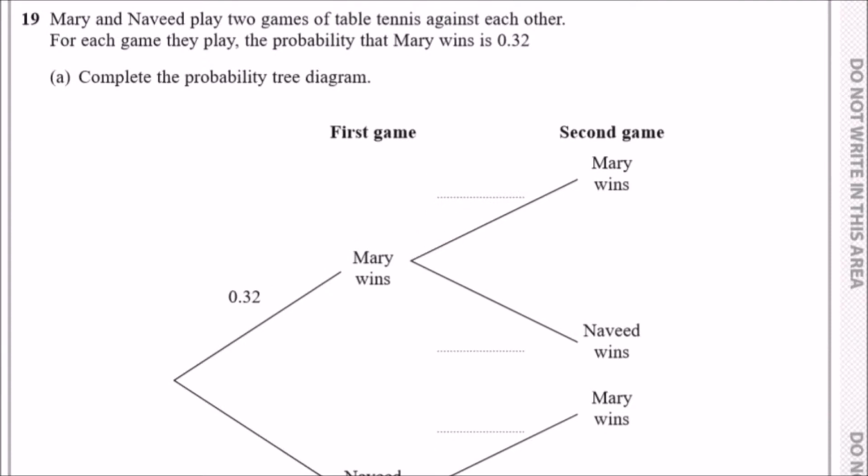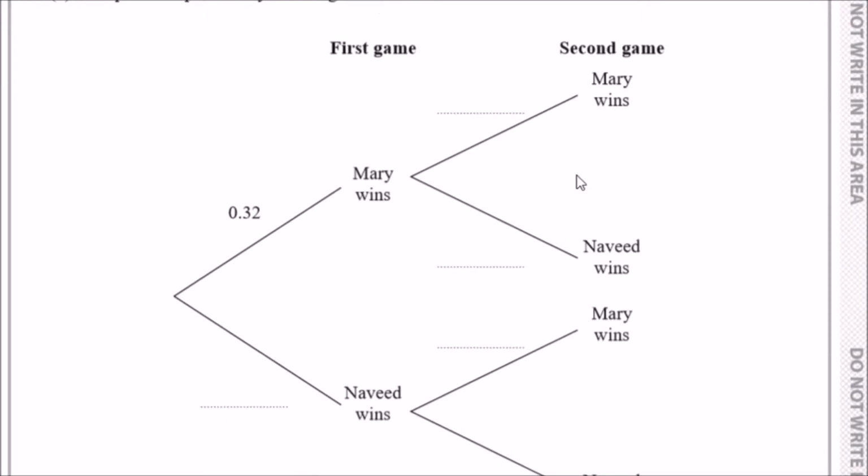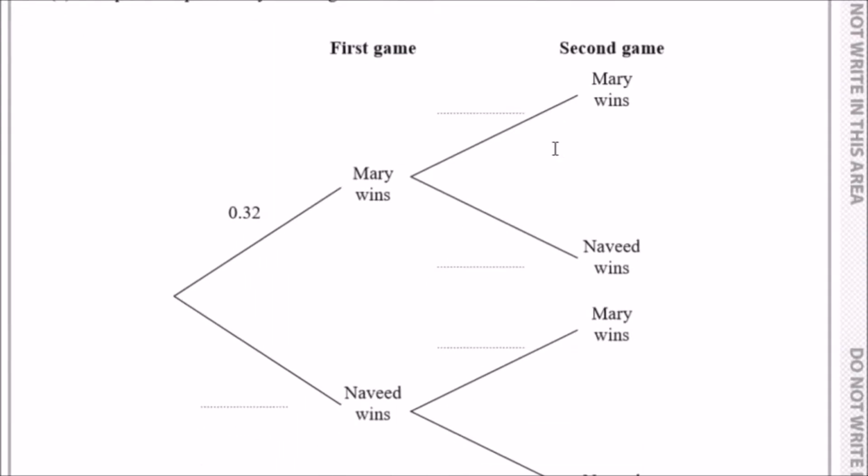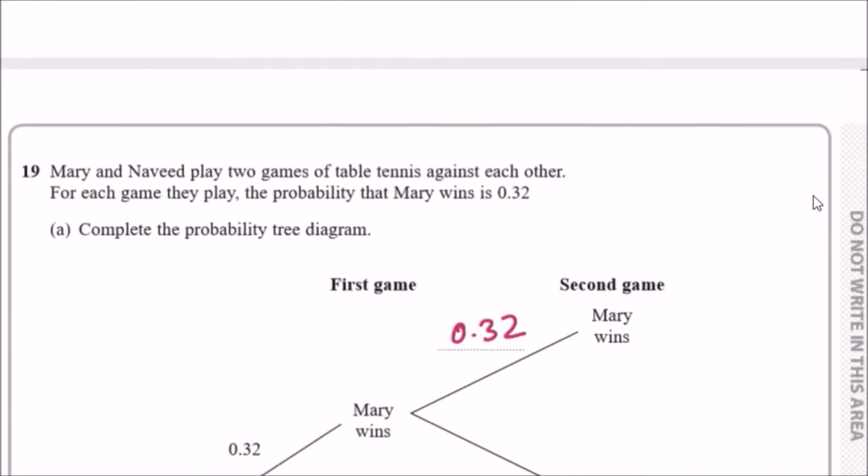Okay, probability, so easy. So Mary and Naveed play 2 games of table tennis against each other. For each game they play, the probability that Mary wins is 0.32. So you've probably seen this many times already, but hey, let's do it. If the probability that Mary wins is 0.32, that means it's 0.32. There is no difference between each game. It's always a fixed win. She doesn't suddenly get better in the next game.